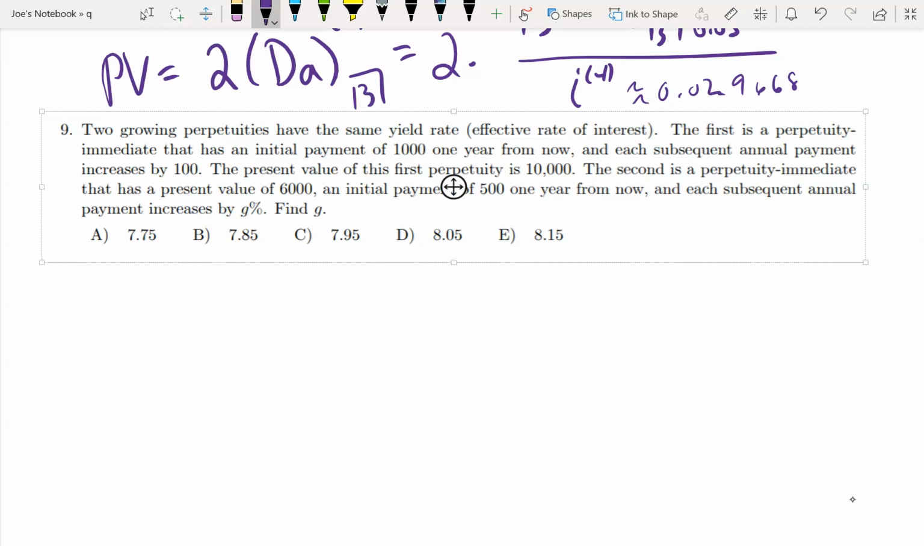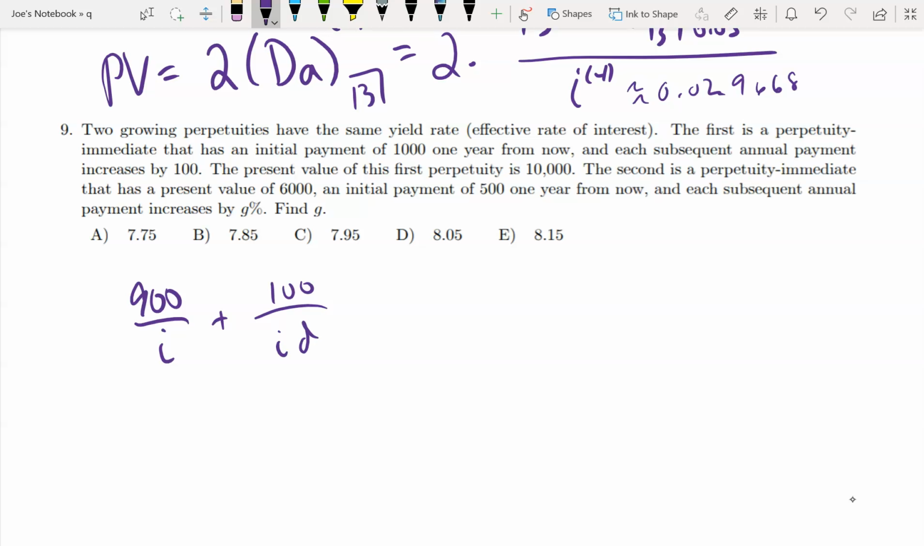So that first one, we've got a level of 900, right? So 900 over I will be the present value of the level part. And then we've got a 100 increasing, and a lot of people were writing it like that, which is exactly right. There's nothing wrong with that. But it's harder to deal with what the equation has to look like if you write it that way. It's much, much easier if you write it this way.